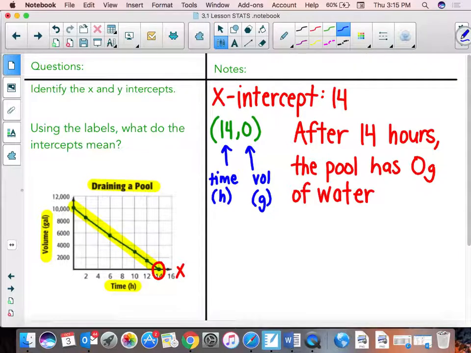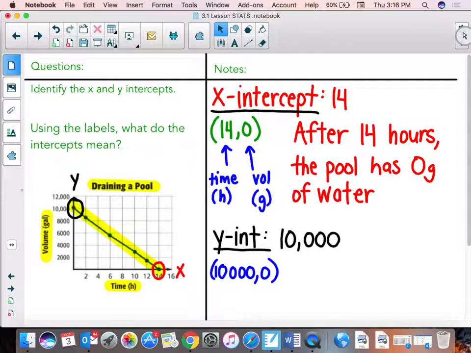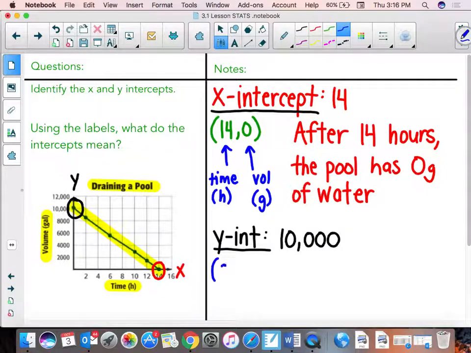All right, our y-intercept. Is right here. Our line intersects the y-axis at 10,000. That ordered pair right there is 10,000, 0. So again, that 10,000, oh, excuse me, that's the other way around. 0, 10,000, sorry about that, you guys.